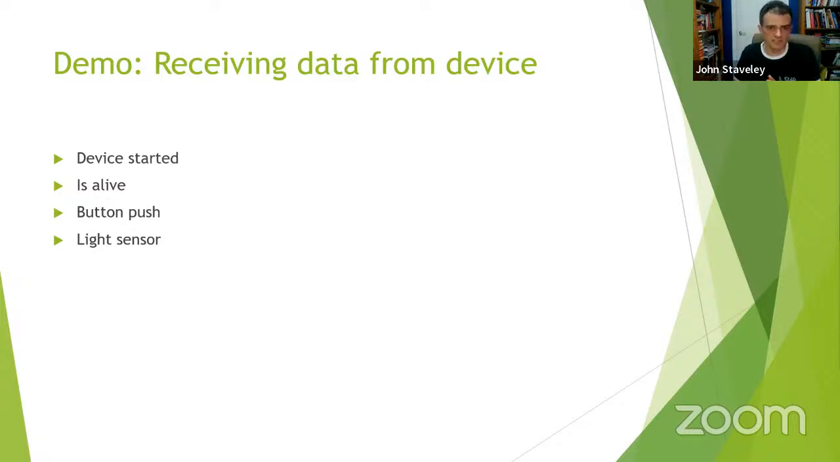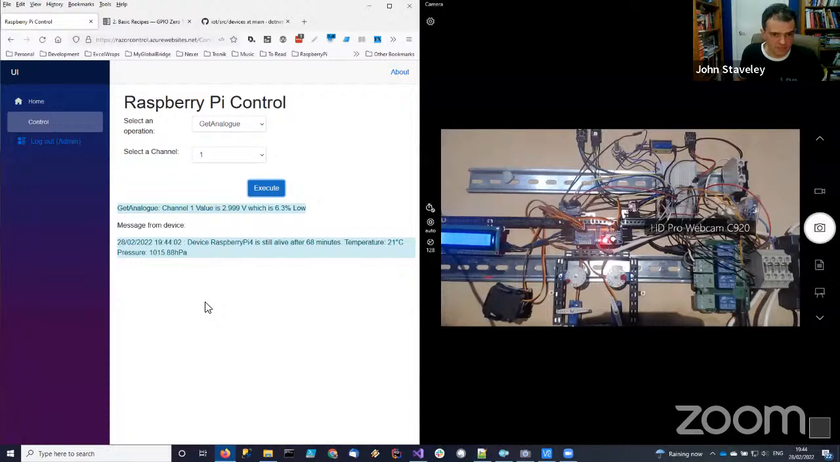So I receive a number of different events from the device. When the device starts, it pushes a message up. You may have noticed that every 2 minutes it says, I'm alive. Here you go: device is still live after 68 minutes, and this is the temperature and pressure.